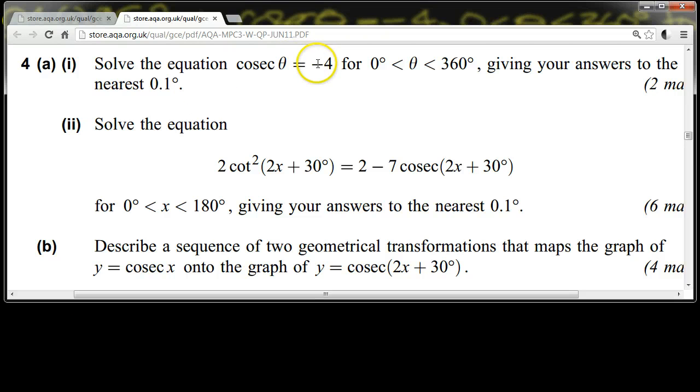Solve the equation cosec theta equals -4 for theta between 0 and 360 degrees, giving your answer to the nearest 0.1 degree. Solve the equation 2 cot squared (2x plus 30) equals 2 minus 7 cosec (2x plus 30) for x between 0 and 180, giving your answer correct to the nearest 0.1 degree. Describe a sequence of two geometrical transformations that maps the graph of y equals cosec x onto the graph of y equals cosec (2x plus 30 degrees).